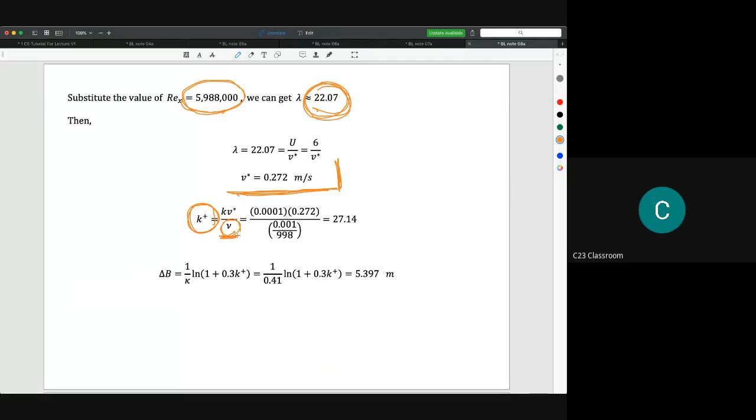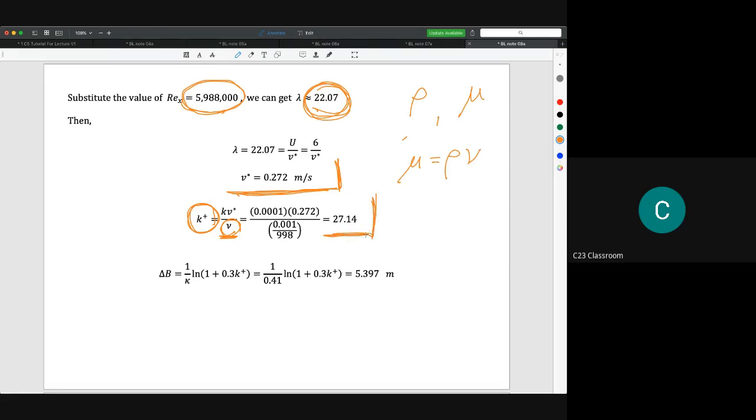And nu here is the kinematic viscosity. So please bear in mind that normally the textbook will give you rho and also mu, because the relationship between these two can provide you the kinematic viscosity, nu, which is mu equals rho times nu. That's why sometimes they will only give you the dynamic viscosity and the density. So if you calculate this, we could get K equal to 27.14.